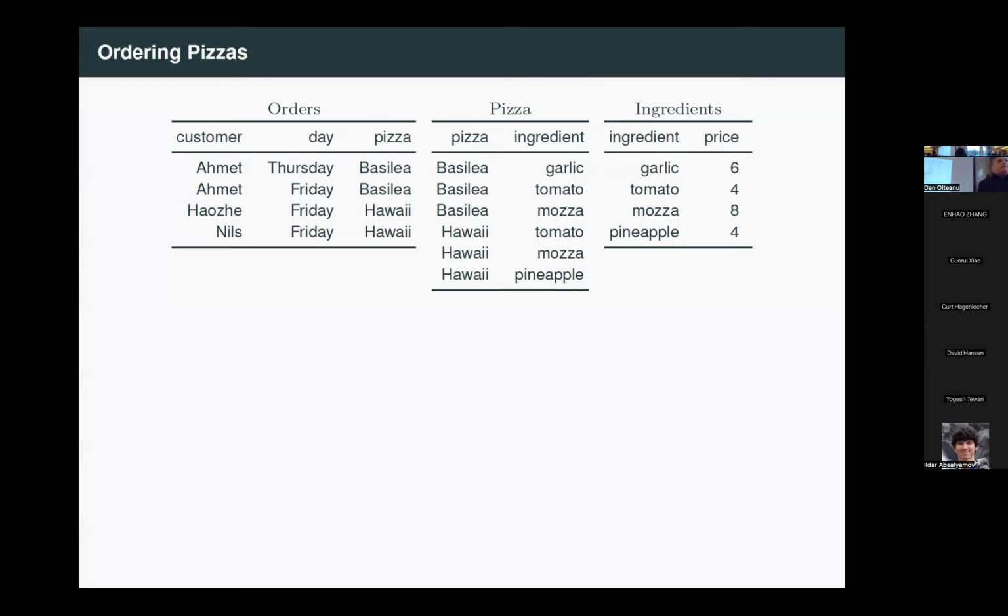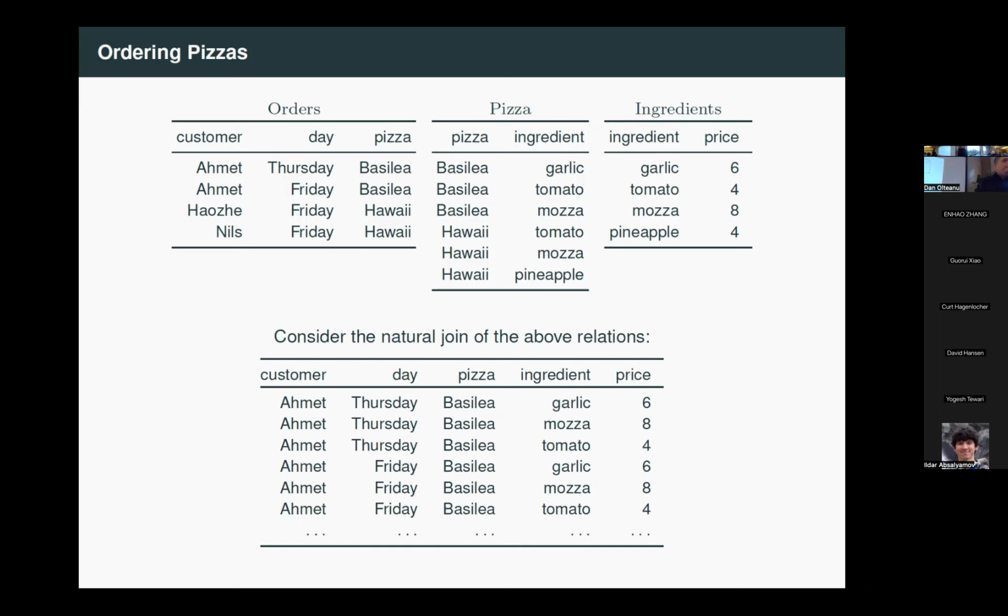Good. So for that, I take a very simple example of 3 tables, encoding hypothetical ordering of pizzas by my team, Ahmed, Hauge, Nils. So in orders, you see these customers ordering on certain days the different pizzas, Basilia, Hawaii. Then we have a pizza table with ingredients of different pizzas and then prices of the ingredients, right? And we want to join them.